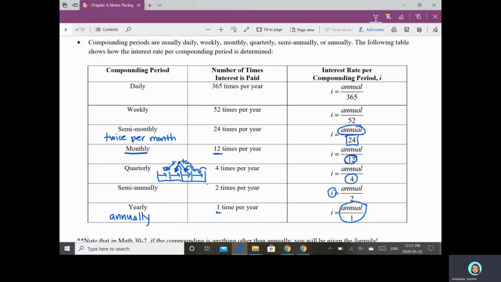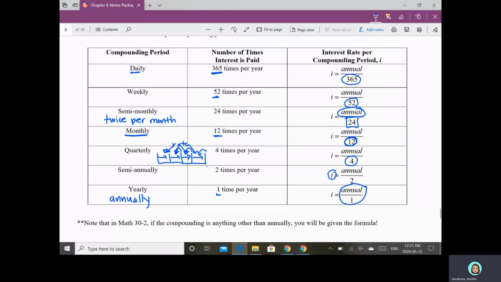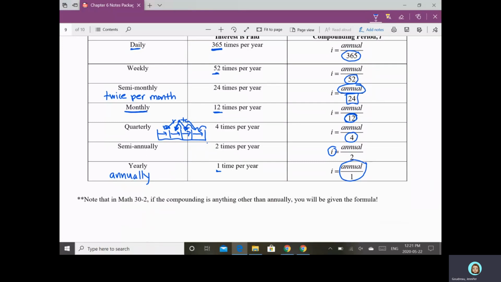For weekly, there are 52 weeks in the year. So that means that we are compounding 52 times. The annual interest rate is getting divided into 52 parts. And daily, finally, means we are dividing the year into 365 parts, which means the interest rate is getting divided also into 365 parts.